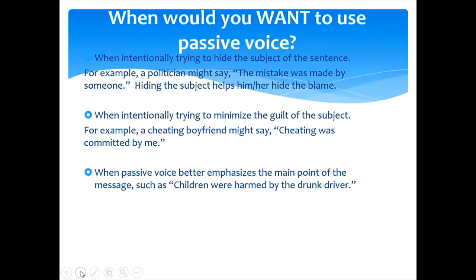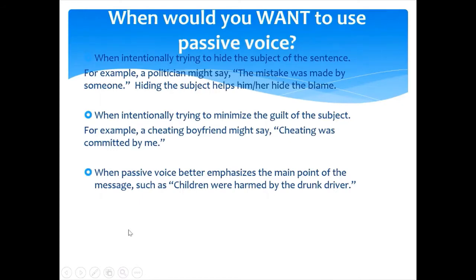Now on the screen you can see some similar points. When intentionally trying to hide the subject in the sentence, this is one reason, and I think we have gone through all of this. This is one way which you can use passive voice. For example, a politician might say, the mistake was made by someone. Hiding the subject helps him or her hide the blame.